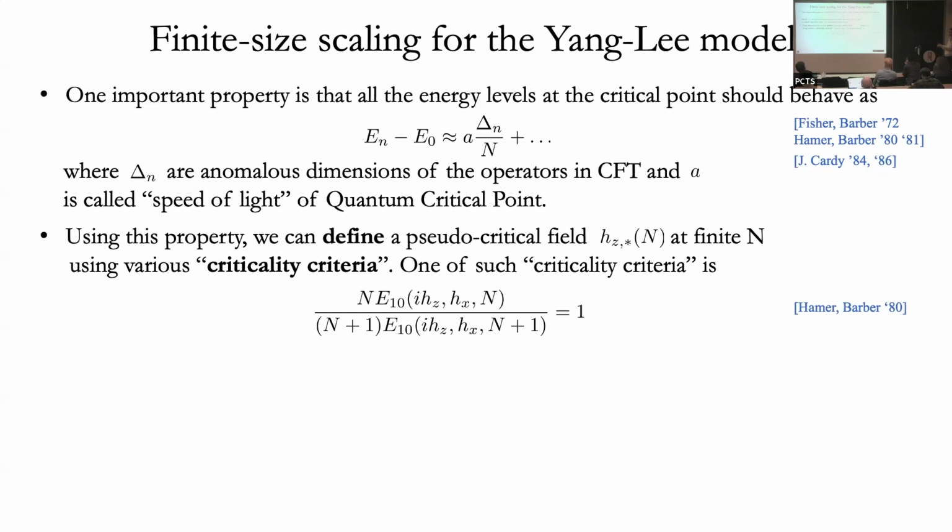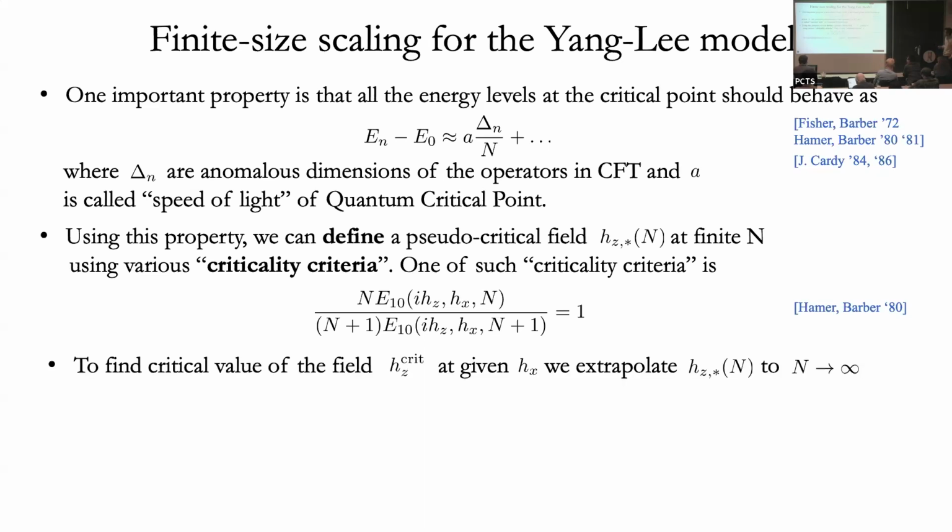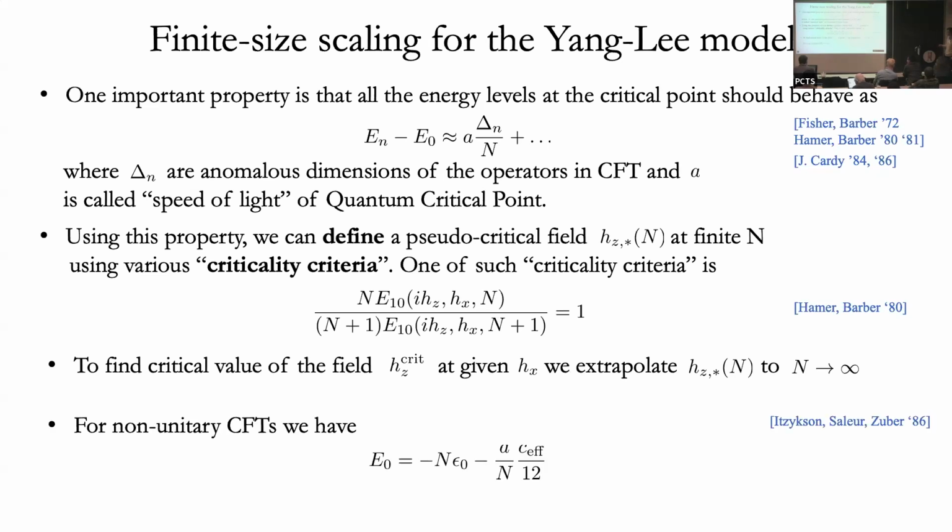So it gives you this criticality criterion, which gives you a pseudo magnetic field that you can then extrapolate to large n. And all of these methods, when extrapolated to the thermodynamic limit, should give you exactly the same thermodynamic critical point. But working at finite n, you're not restricted to one method. There are infinitely many. In fact, I will show that we use several of them. Right. So to find the thermodynamic critical magnetic field, we just extrapolate to infinite n.